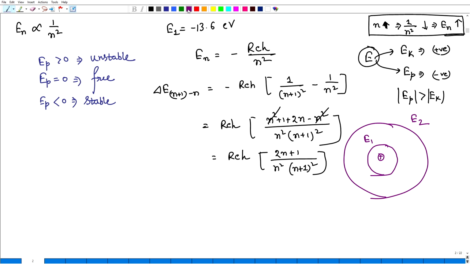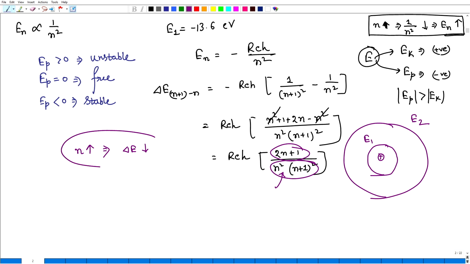Now here if n increases, then what happens? This is the numerator and this is the denominator, which will dominate. Here in the denominator there is n square, n plus 1 square. So clearly the denominator will dominate, and if the denominator dominates, that essentially means that delta E will decrease, because there is no negative sign, that was absorbed. So if n increases, the denominator will increase, and as the denominator dominates here, overall delta E will decrease.